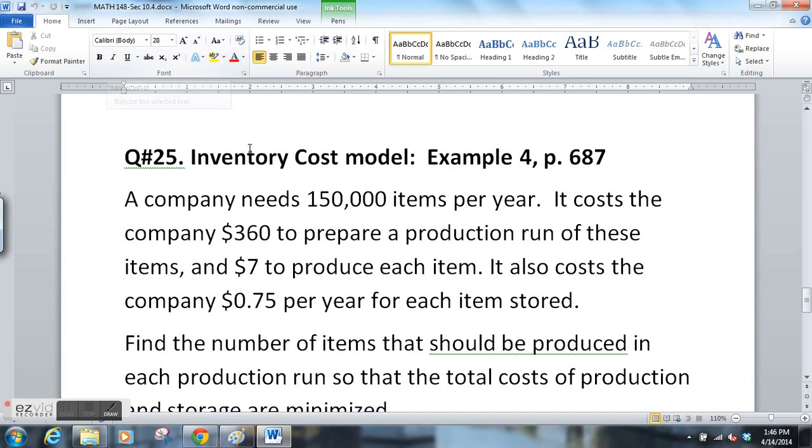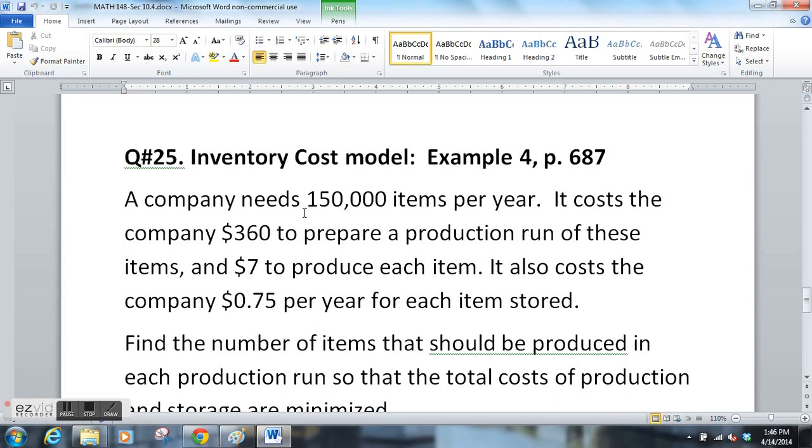Hi guys, this is Math 148 and this is still section 10.4, and I wanted to go over question number 25, which is an inventory cost model problem. This is really similar to example 4 on page 687, and the problem reads this.